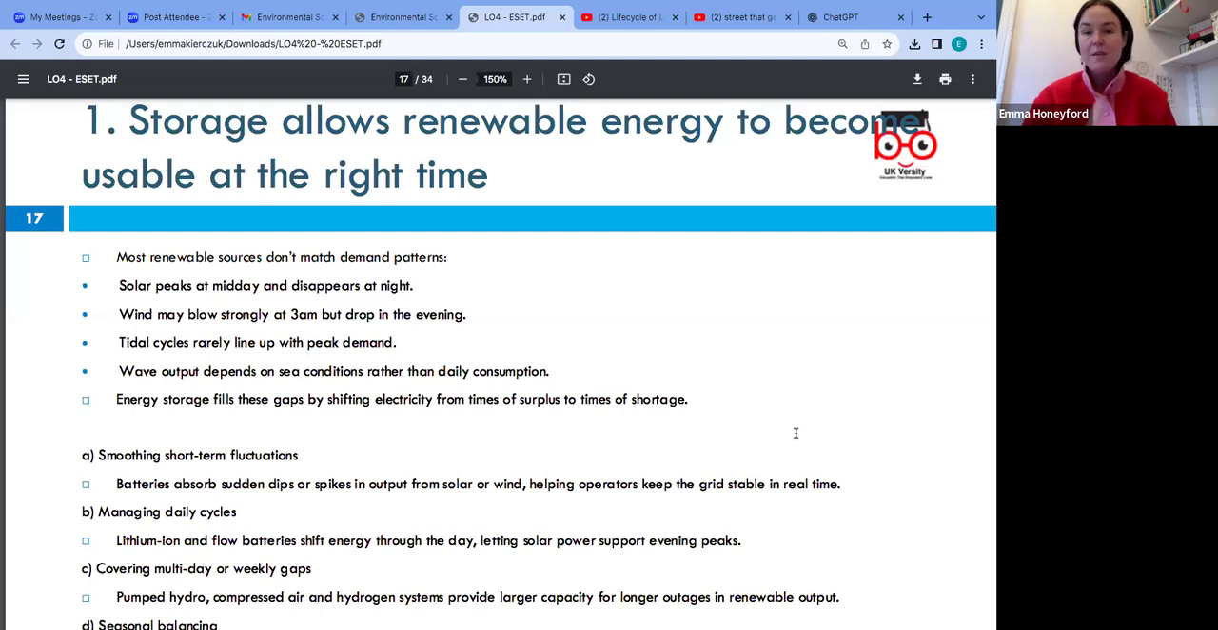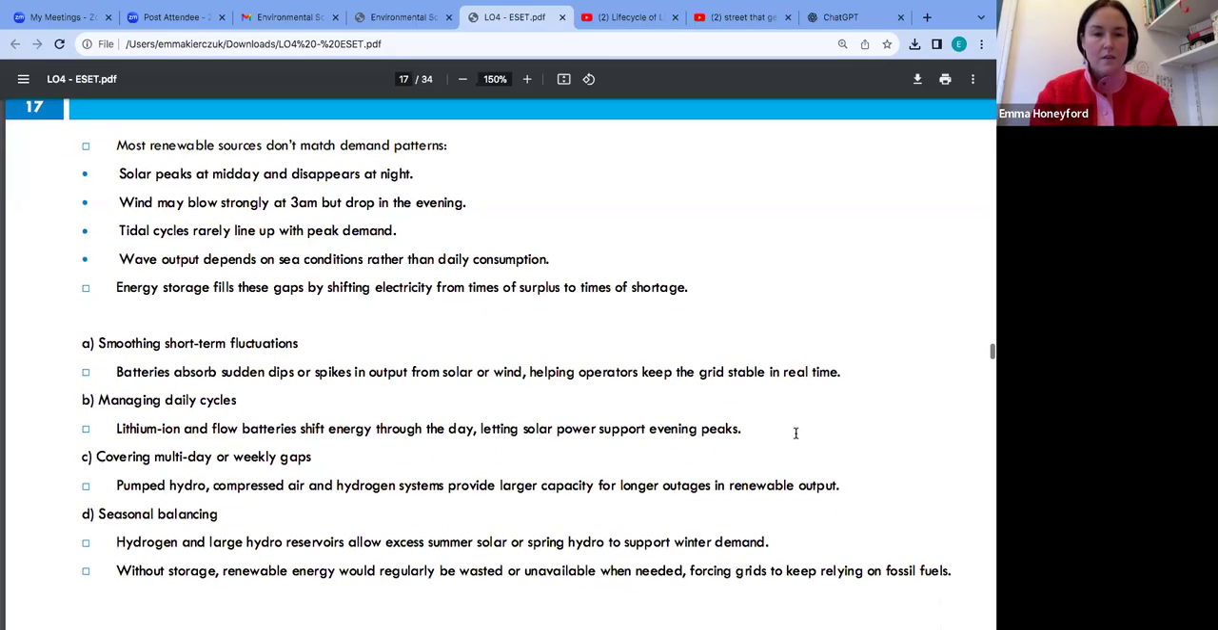But there are ways in which to get around this. Energy storage fills these gaps, so it bridges the gap by shifting electricity from times of surplus to times of shortage. So we know that energy storage is the way forward. So it's positive. We just need to understand how to do it effectively.